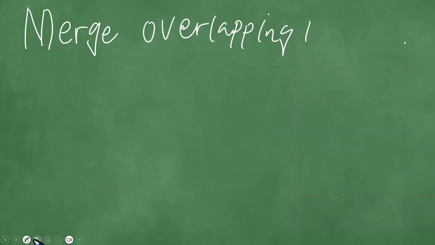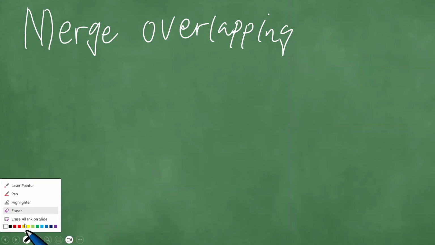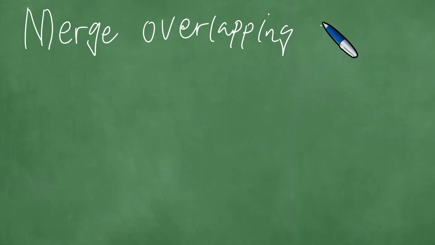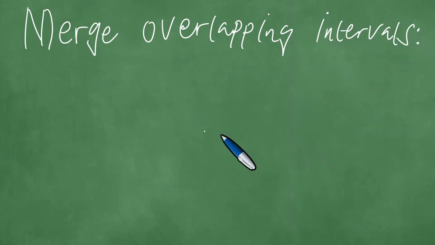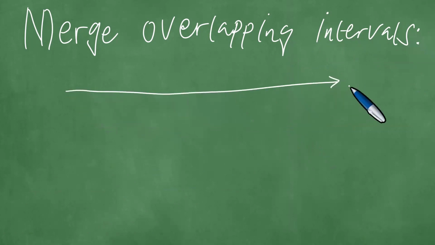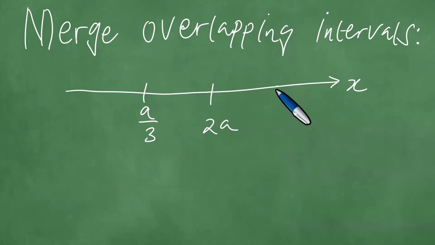Overlapping intervals. Merge overlapping intervals. Right. So imagine overlapping intervals, there are a couple of things you need to consider. So we have a over 3. We have 2a and we have 7a.